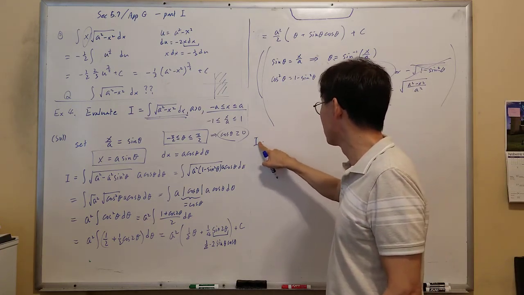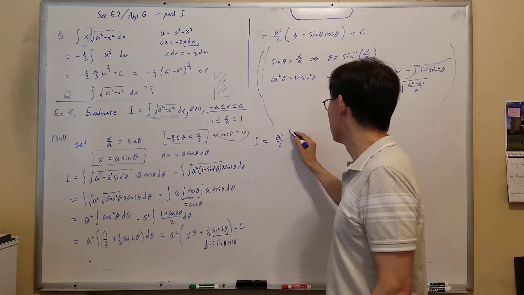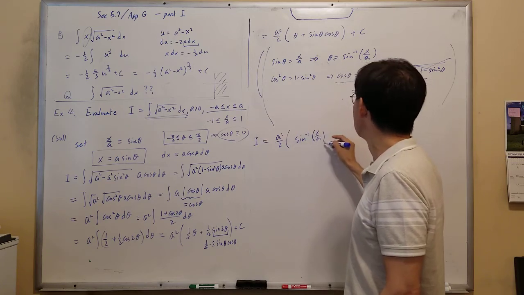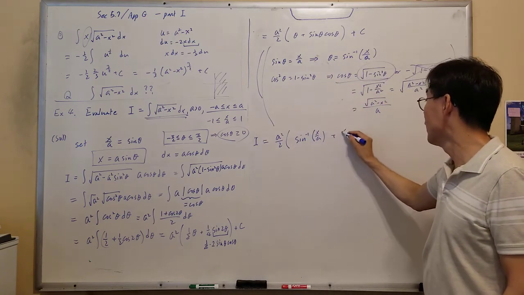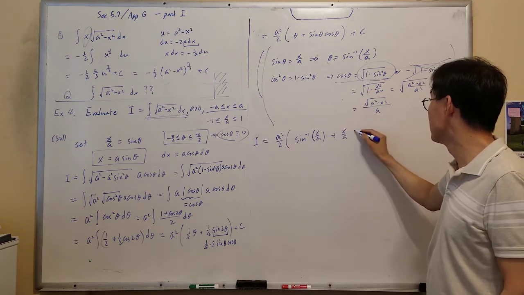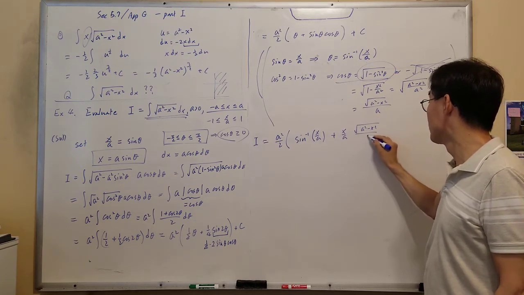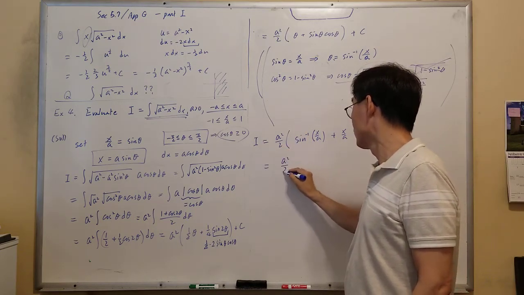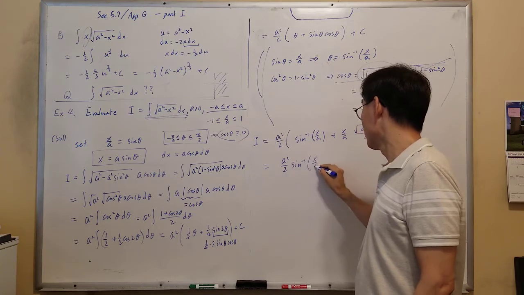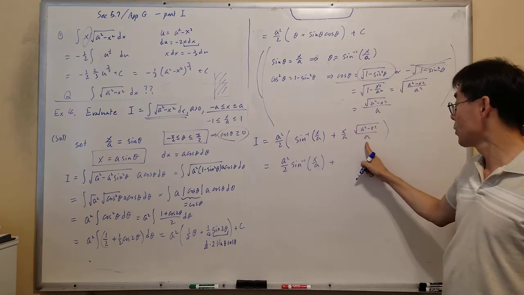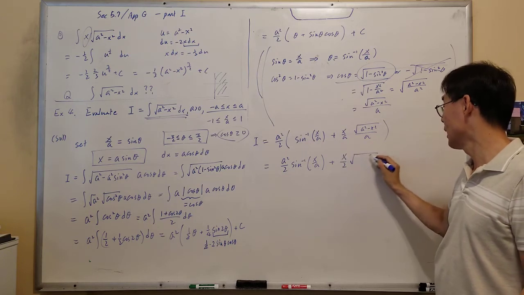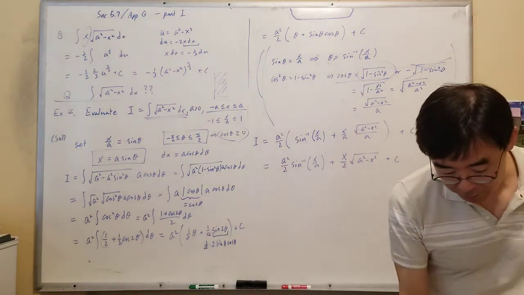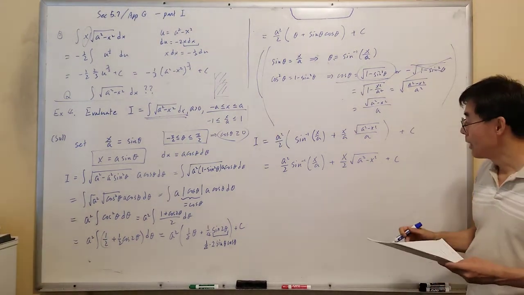Therefore, our integral will be a squared over 2 times theta, which is sine inverse of x over a, sine theta, which is x over a, cosine theta, which is square root of a squared minus x squared over a. Now distribute. A squared over 2 sine inverse of x over a. A squared cancels. Plus x over 2 times square root of a squared minus x squared, plus an arbitrary constant. Okay?